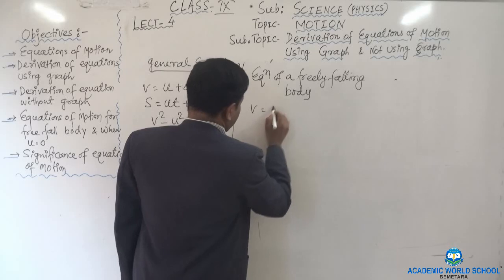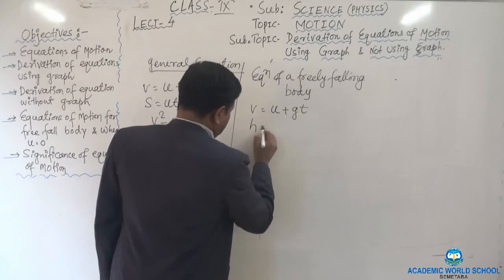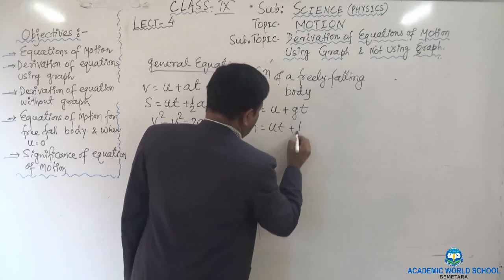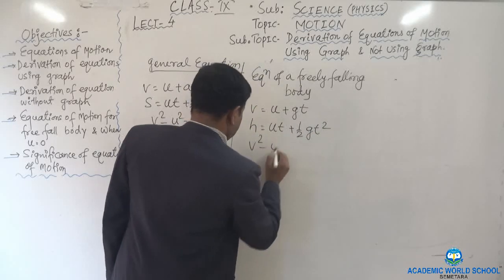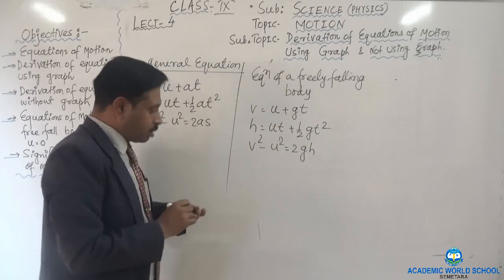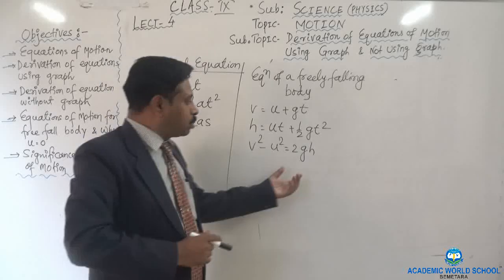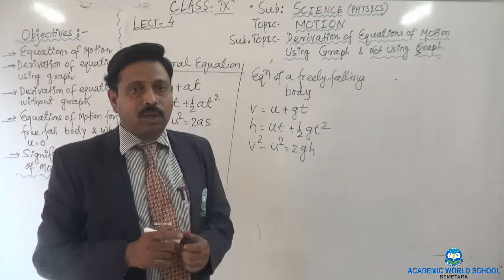Here the equations will be like this. v is equal to u plus gt. Then h is equal to ut plus half gt square. Third one is v square minus u square is equal to 2gh. Now here there is a new term, only one. It is g. Small g is known as acceleration due to gravity.